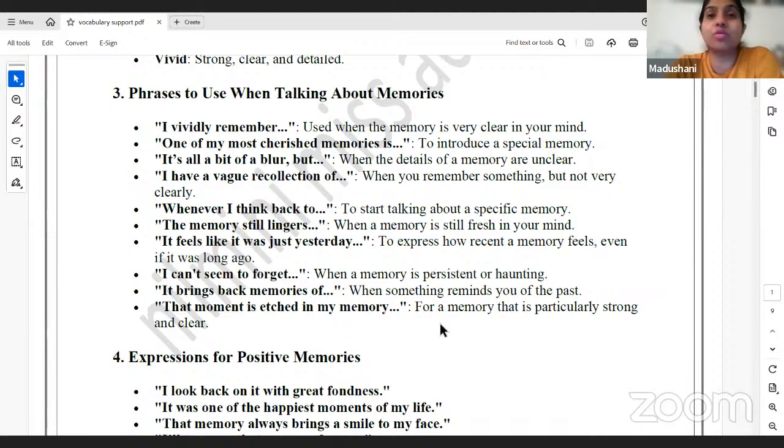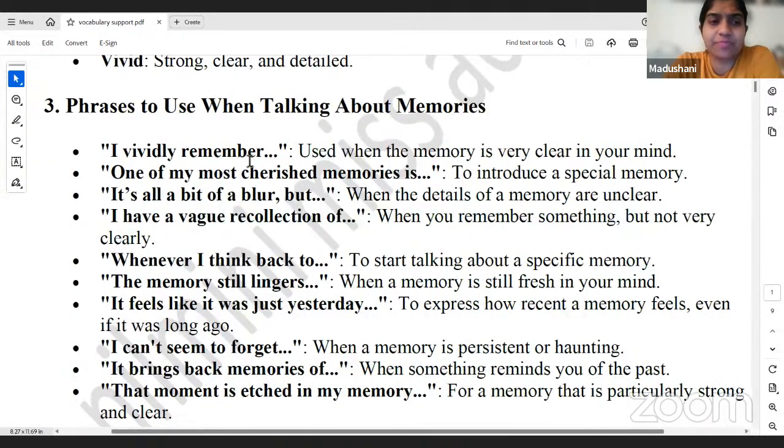So you can use these terms wherever it's possible. The first one is I vividly remember. Yeah. So we use this phrase... Vividly remember. Use when the memory is very clear in your memory. So if you can remember the exact memory very clearly, so then you can say I vividly remember.